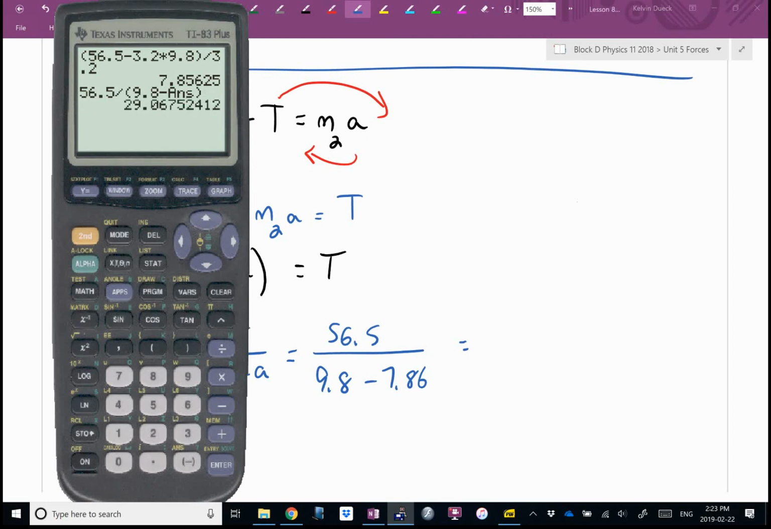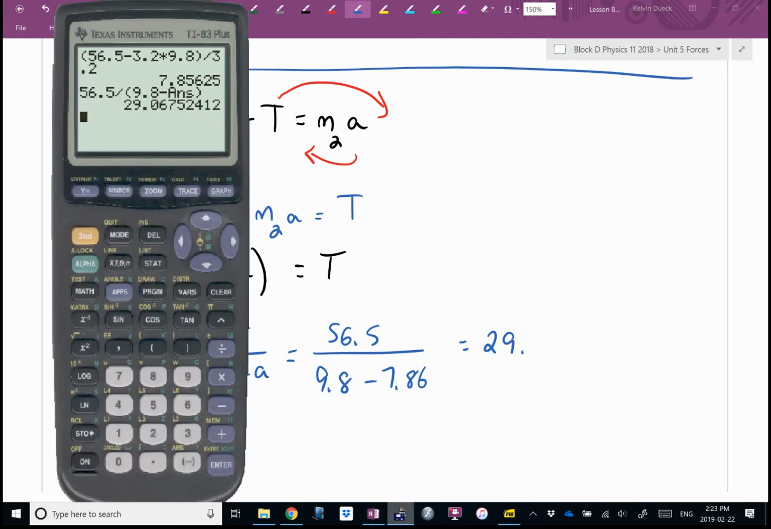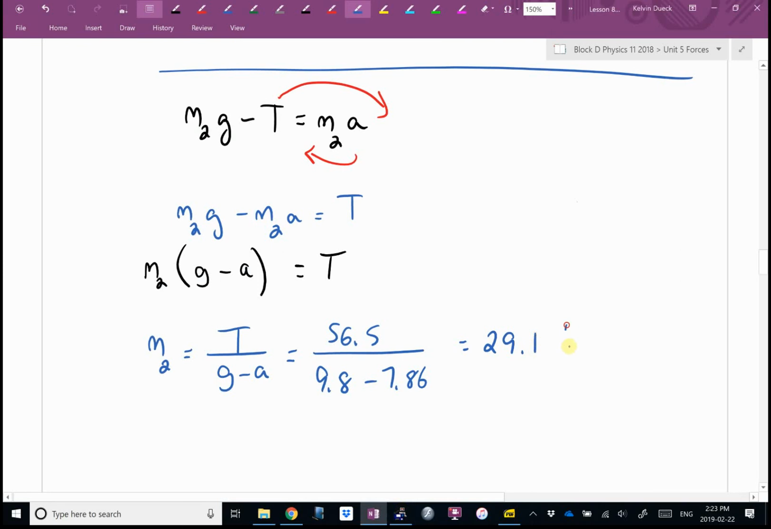Oh, yeah. 29.1. Once I saw that acceleration, I already had a bit of a gut instinct that, hey, I'm not going to get 5.6 as an answer. I'm not going to get 592 as an answer, but I figured I'd have something in the 20s, 30s, or 40s. 29.1 kilograms.